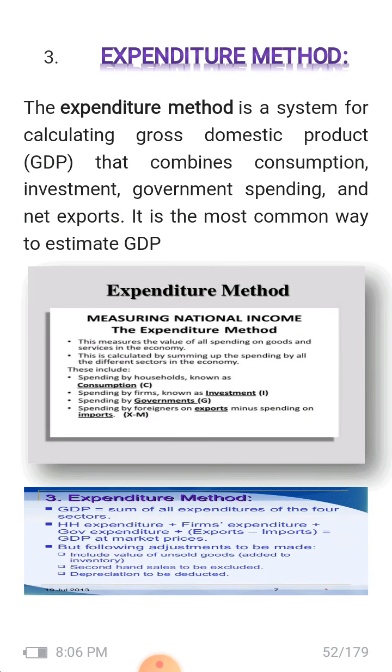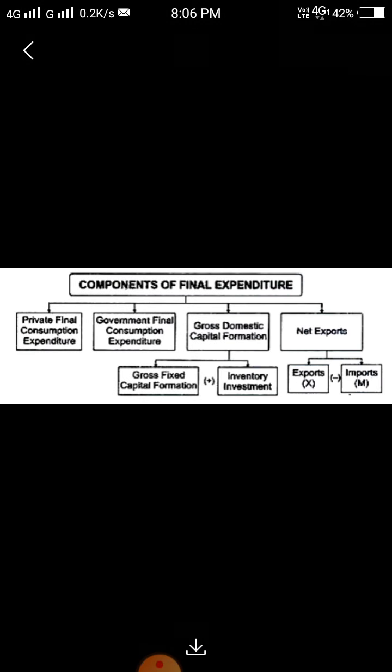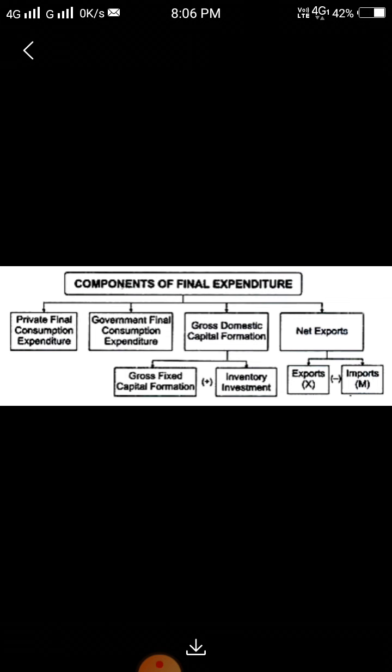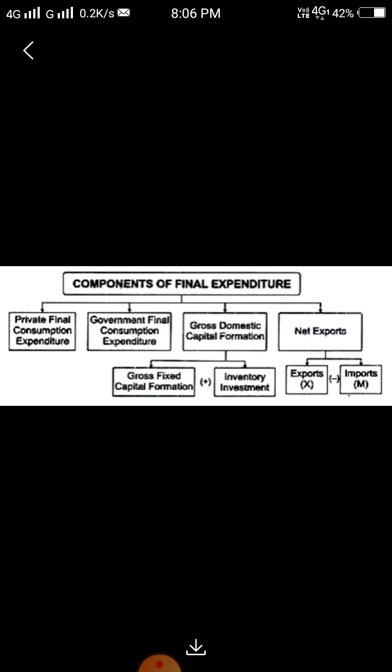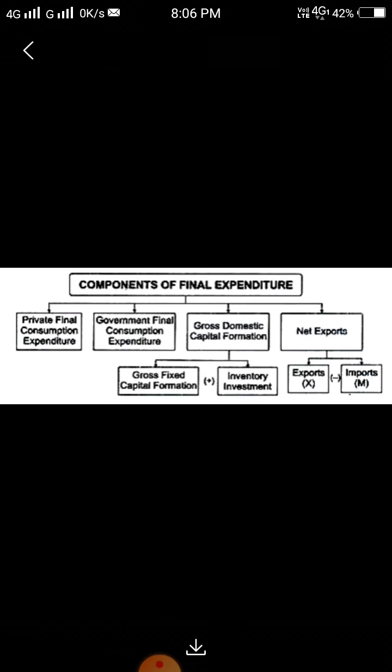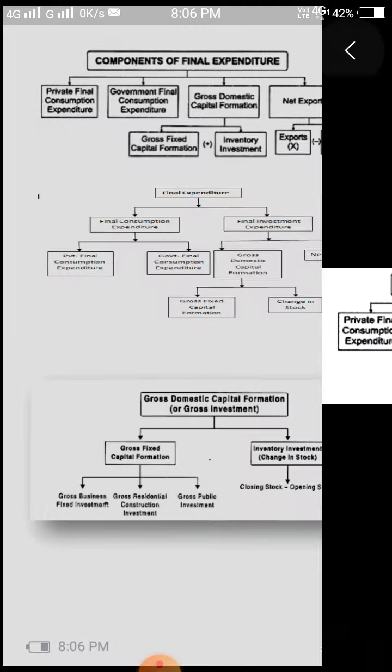To understand the components of final expenditure: first, private final consumption expenditure, second, government final consumption expenditure, then gross domestic capital formation, and net export. The gross domestic capital formation means gross fixed capital formation plus inventory investment. That is called gross domestic capital formation. Whatever this is, we can include it in the expenditure method.